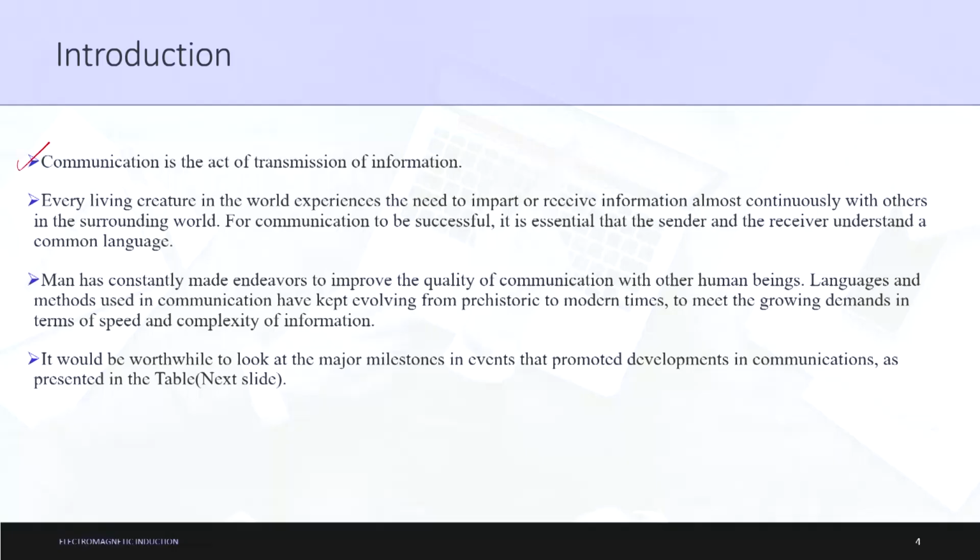So, a common language has to be set, and how this common language is set in terms of passage of a large amount of data and information is dealt with in this chapter. This is the very basic, that is how I am talking. If I take it to real life scenarios, then physics comes into the picture. So, it is essential that the sender and the receiver understand a common language. Next, man has constantly made endeavors, as in trials, to improve the quality of communication with other human beings.